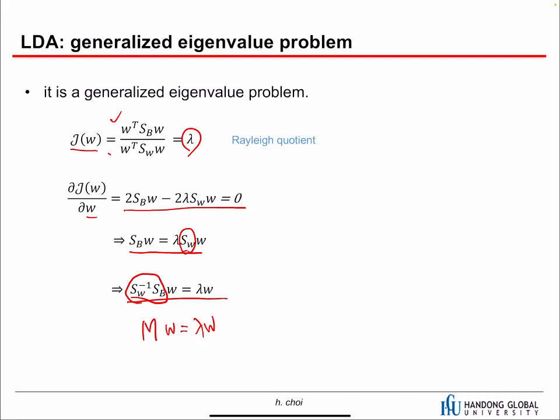But if SW is not invertible, then we need some trick. Easily, we can add some epsilon times the identity matrix. If we increase epsilon, then at some point this one becomes invertible. That's a simple kind of remedy when SW is not invertible.